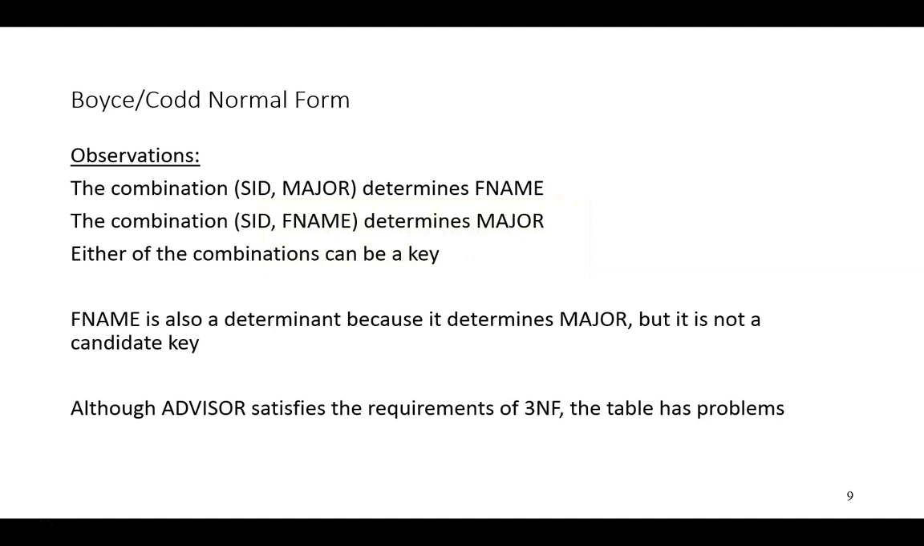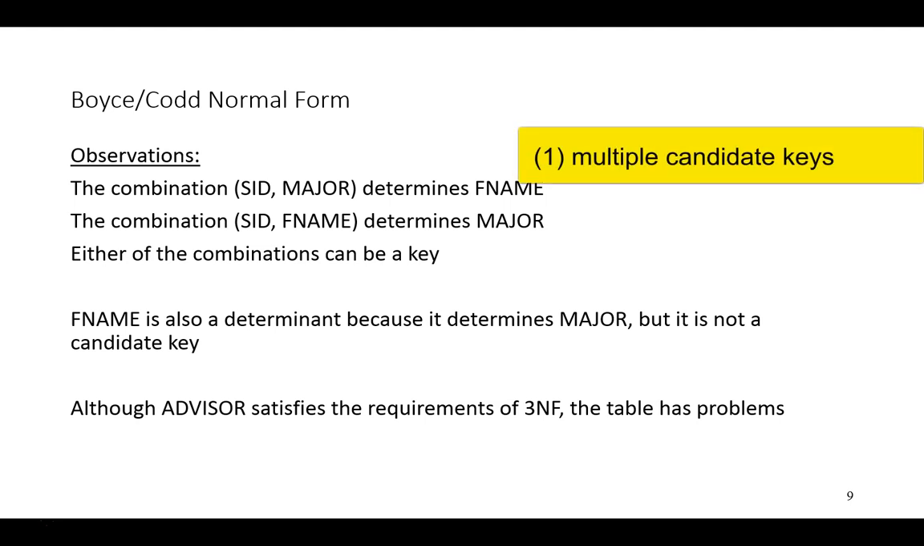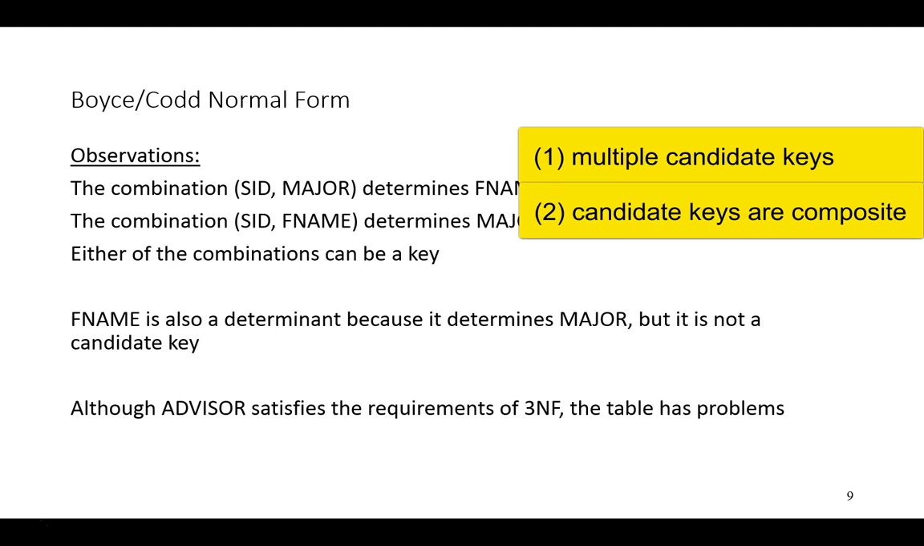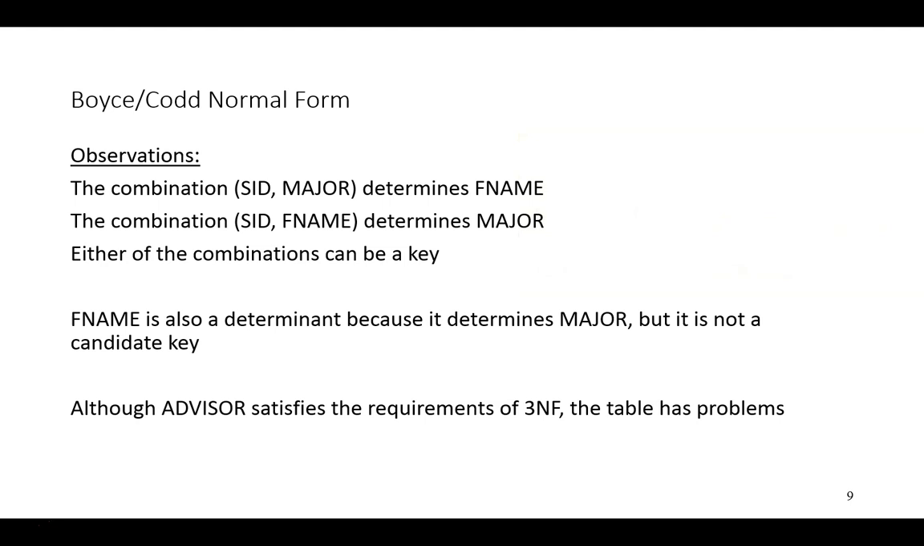We see the 3 conditions being satisfied here, where Boyce-Codd normal form enters into the picture. We have multiple candidate keys. These candidate keys are composite, and these candidate keys overlap. As a result, we have potential problems, potential anomalies.